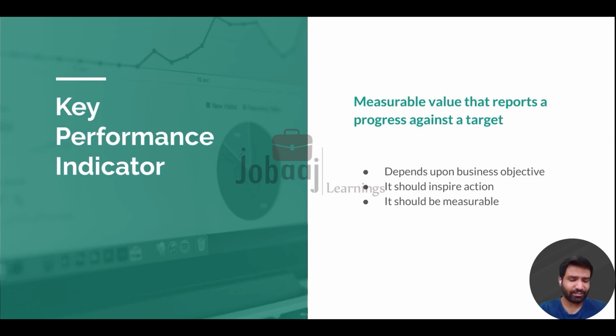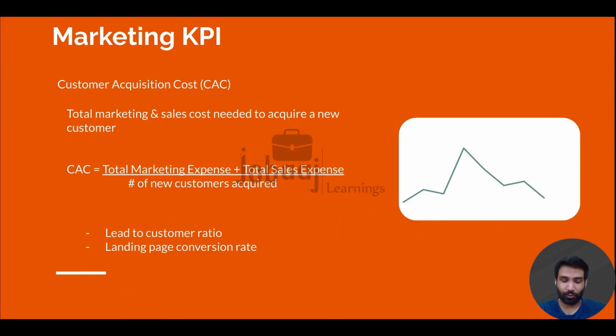Now, the next thing is that we were just talking about the sales domain, right? We can have the marketing domain as well, and we can look into some of the marketing KPIs. The first one is customer acquisition cost. Customer acquisition cost is the total marketing and sales cost needed to acquire a new customer. The formula is total marketing expense plus total sales expense divided by the number of new customers acquired.